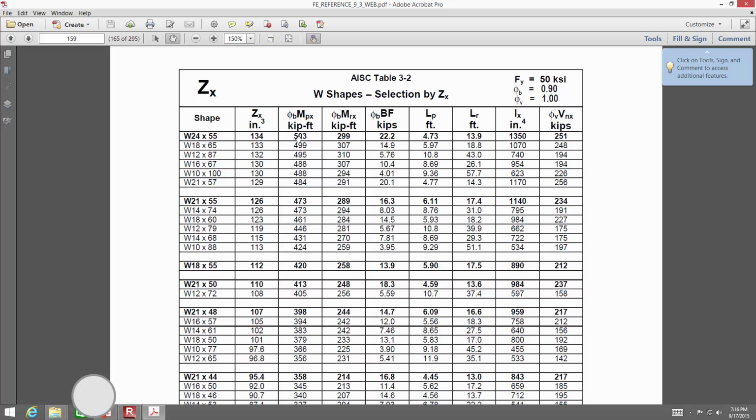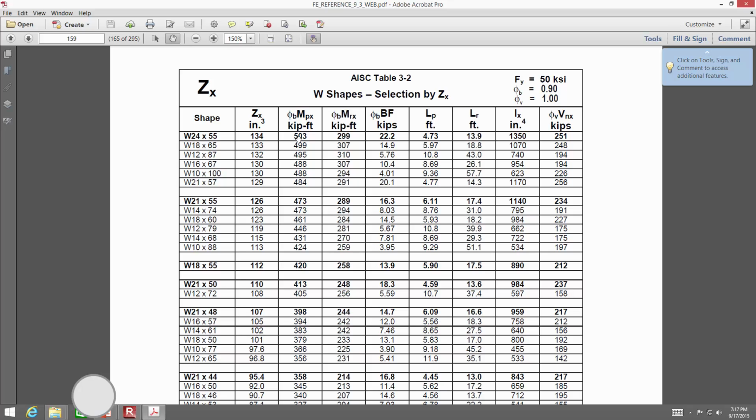Now, let's take a look at this table. Y'all remember this table? That's the Zx table. Remember, you use this for beam design, right? Remember, just calculate your moment and, if you've got a continuously braced beam, find the first beam that works off the Mp column.